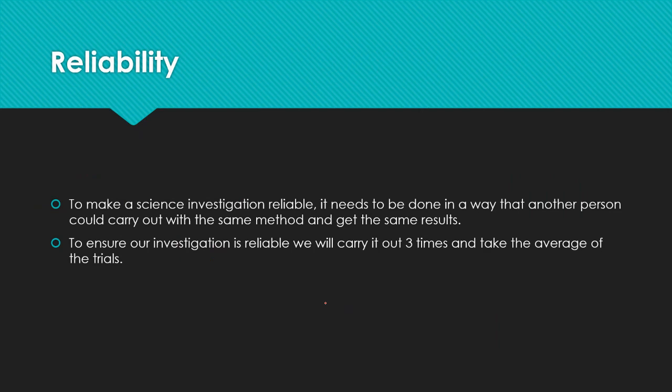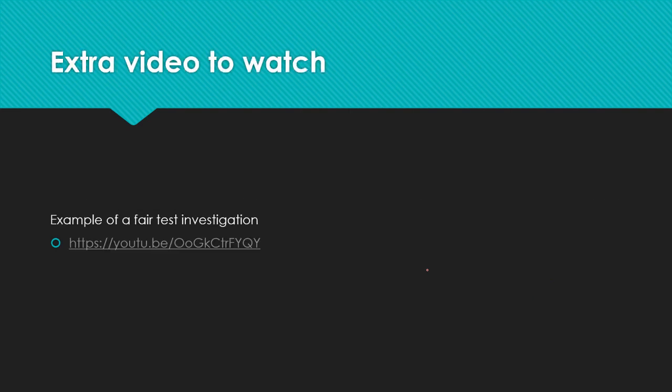Now, what about reliability? Reliability means that another person could carry out the same method and get the same results on any day. So to ensure our investigation is reliable and gives trustworthy results, we're going to carry it out 3 times, and take the average of those 3 trials. It's important that our trials are as reliable as possible. So if we get some data that really doesn't fit, we say that it is an outlier and leave it out. We either repeat the trial or just leave it out of our average. So we're going to do at least 3 trials of each independent variable.